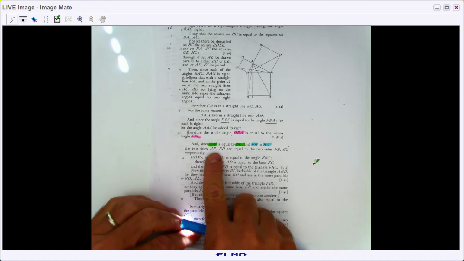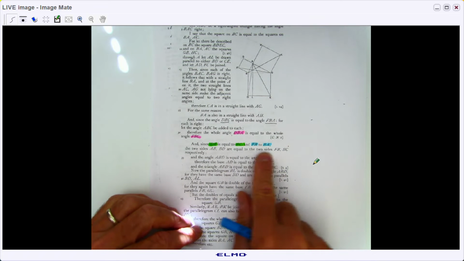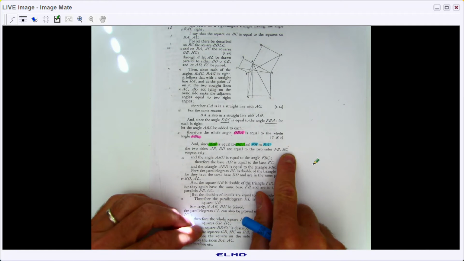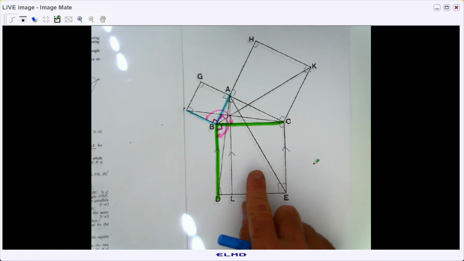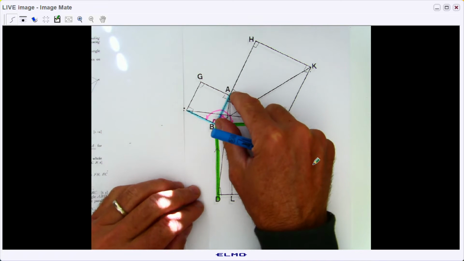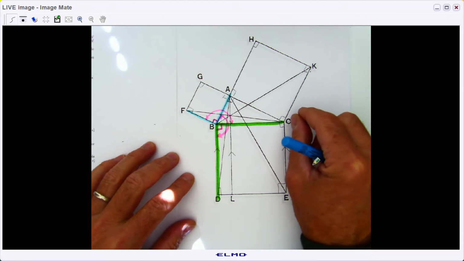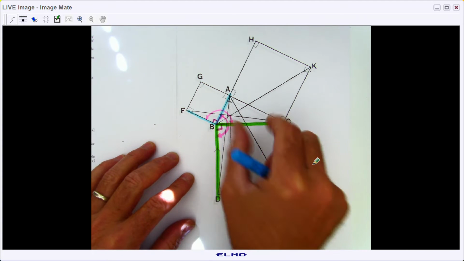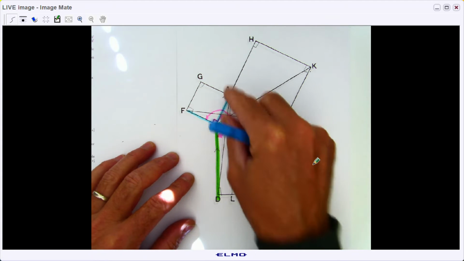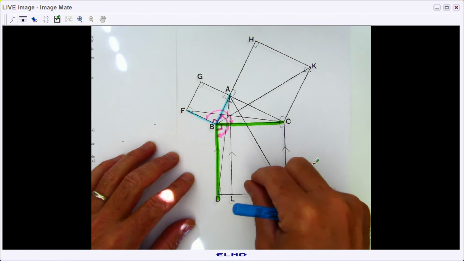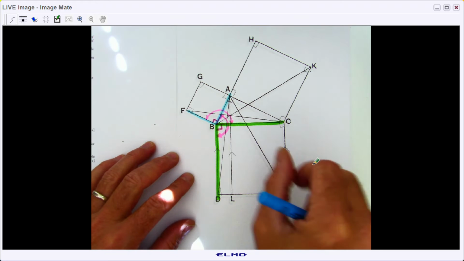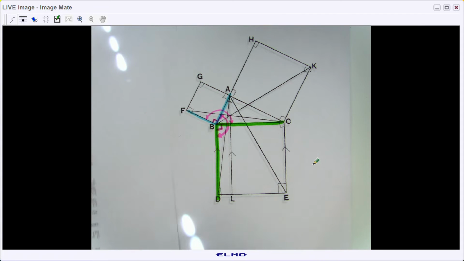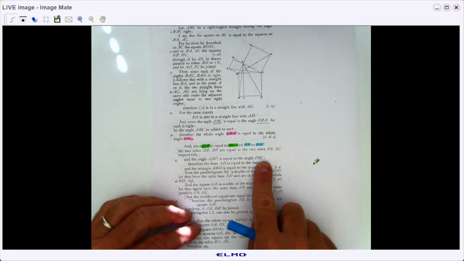The two sides AB and BD are equal to the two sides FB and BC. So I guess he's naming them in order. A to B, B to D, F to B, and B to C. So those two sides are equal in that order. And the angle ABD is equal to the angle FBC.